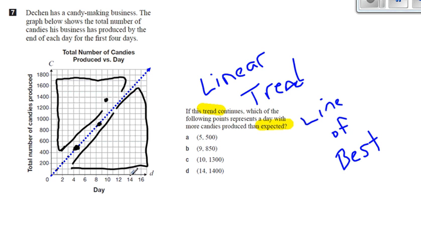Let's check the final point before we make any conclusions. 1400 is right here. So definitely the third point is above the trend line, and in this case, above the trend line means more candies than expected. So the answer would be C. It's the only point that doesn't fit the trend.